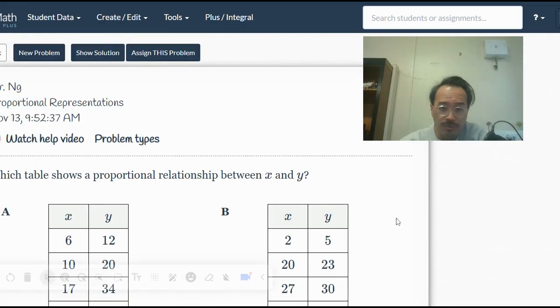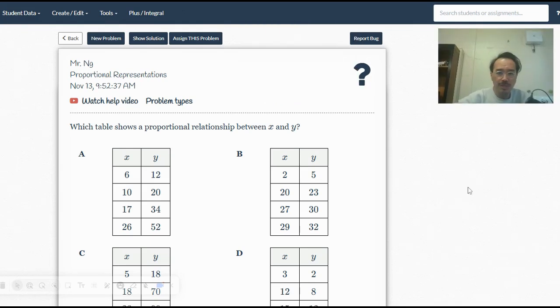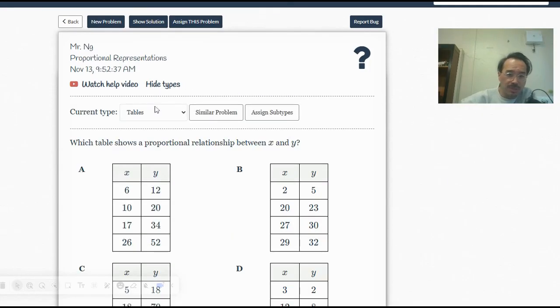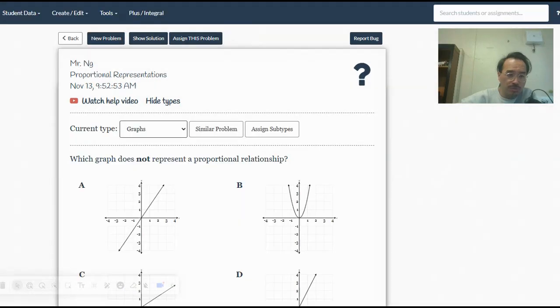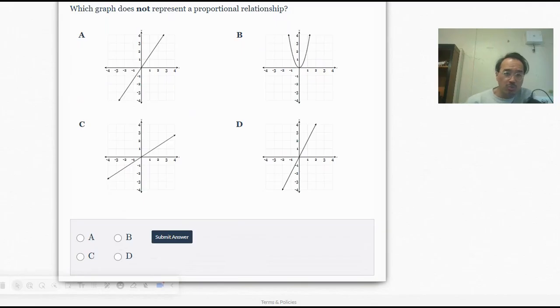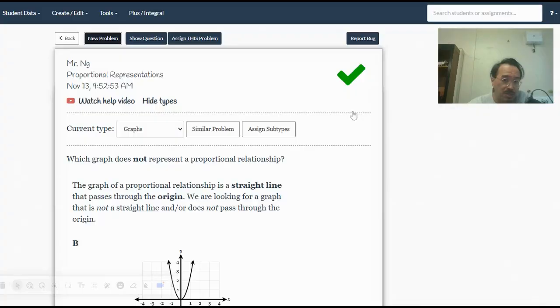First type of question you're going to see is this. Let me zoom out. The question asks you something like this: which table shows a proportion? It's just a graph. Two of the five questions on the quiz are this: which one is not proportional? Three of these are proportional, one of them is not. It's B, right? It's a curved line. Remember, it has to be a straight line through the origin, as you can see through A, C, and D. So B is not.